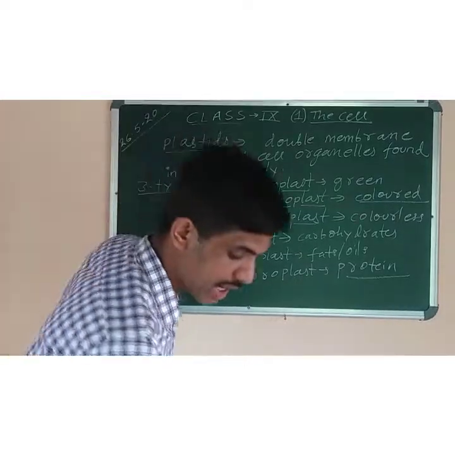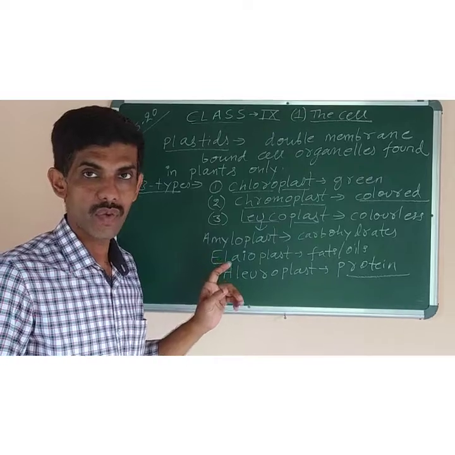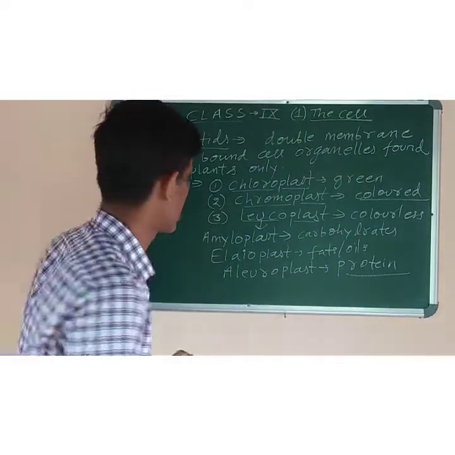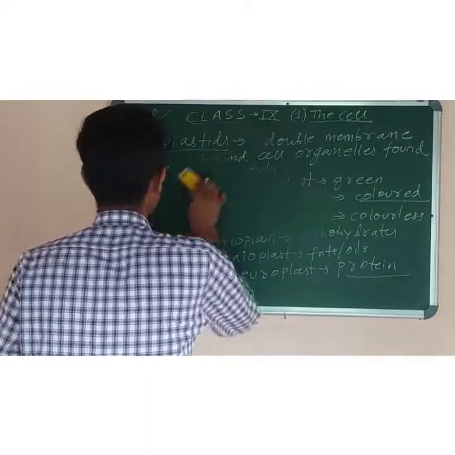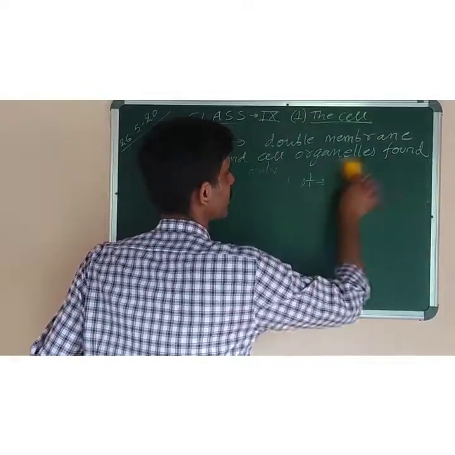Now next we have to start with chromoplast. Chromoplasts are those plastids which give different colors to the different types of flowers and fruits. So let's start now the first one, that is chloroplast, and its structure along with the functions of chloroplast.